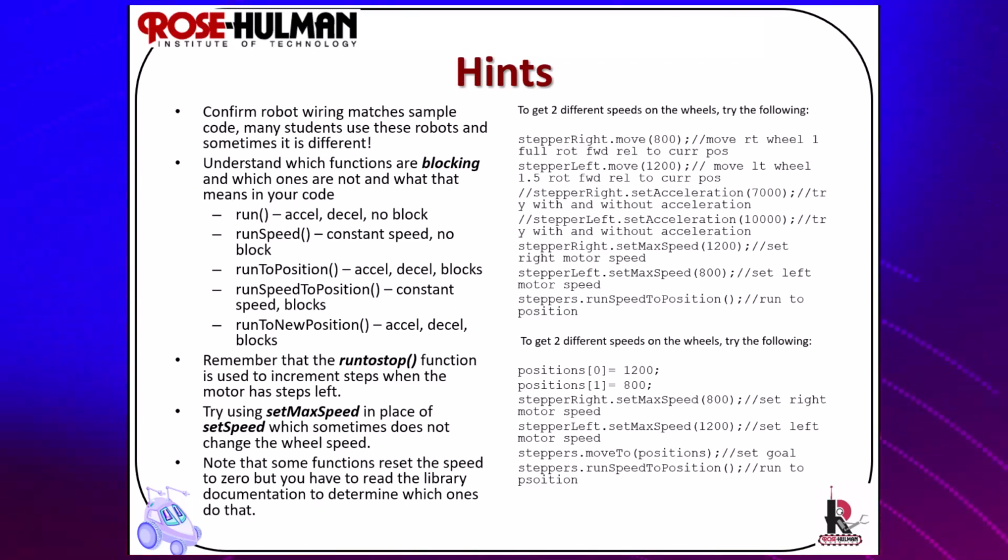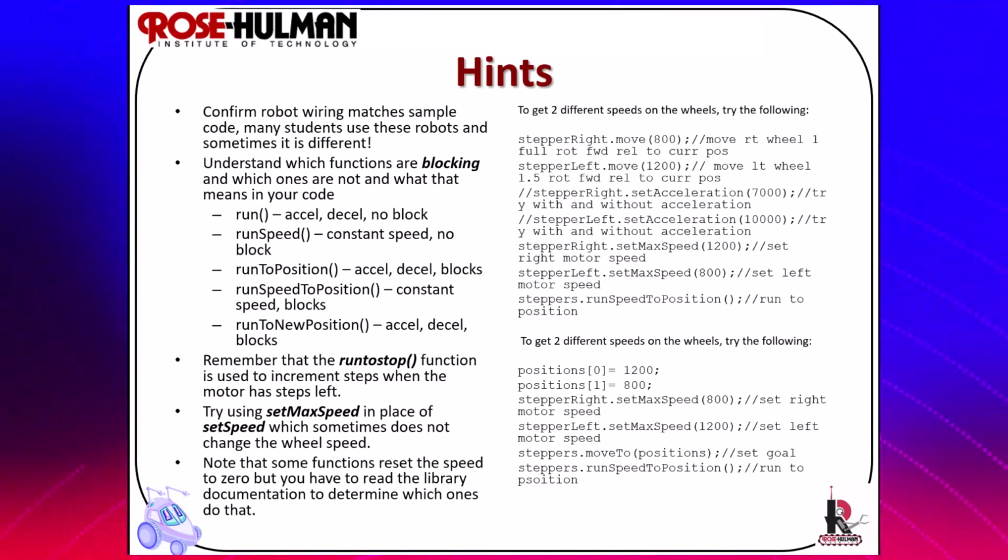Confirm that the wiring on the robot matches the code. This is a common mistake students have where they'll tell me something's wrong with the robot when it turns out the wires do not match the wiring in the code. Understand which functions in the library are blocking and understand what blocking means. Run, with acceleration and deceleration, does not block. RunSpeed, which has a constant speed, does not block. And runToPosition, which has acceleration and deceleration, does block. And runSpeedToPosition, which has a constant speed, blocks. And runToNewPosition, which has acceleration and deceleration, also blocks.